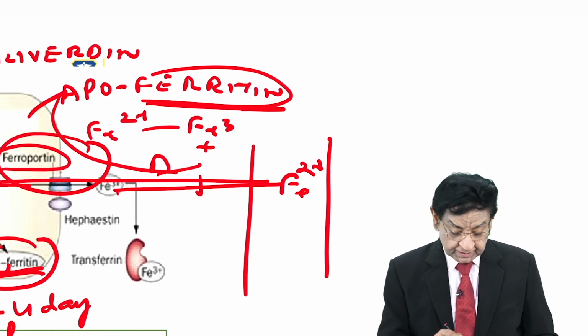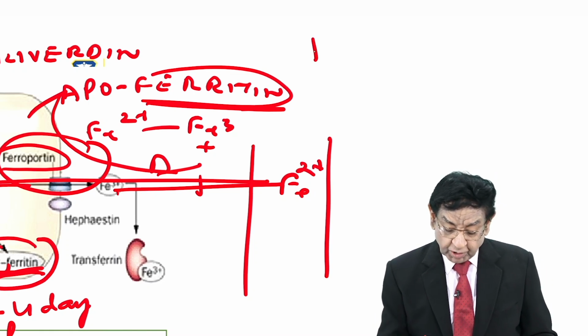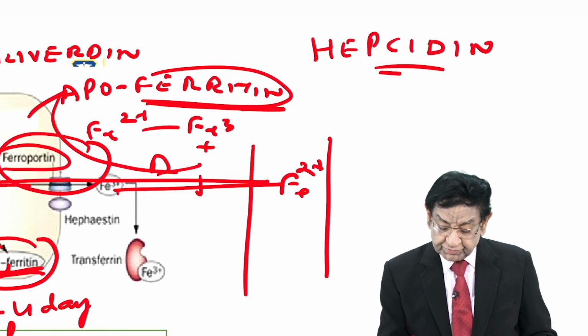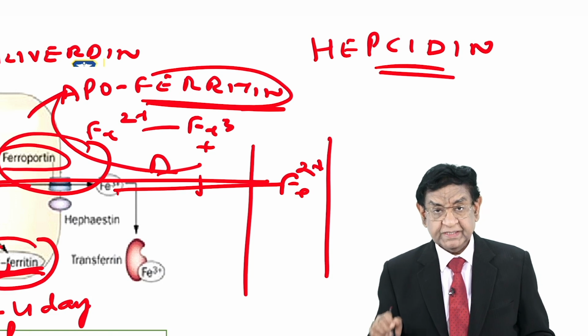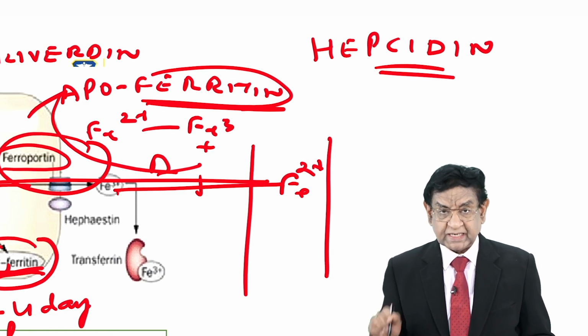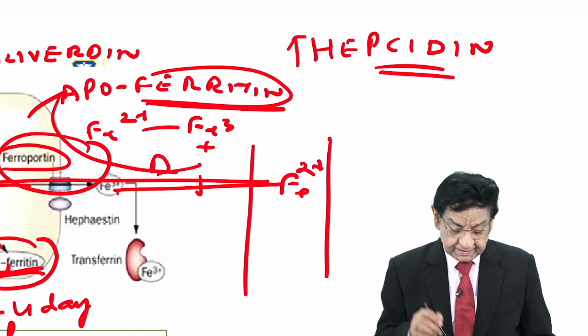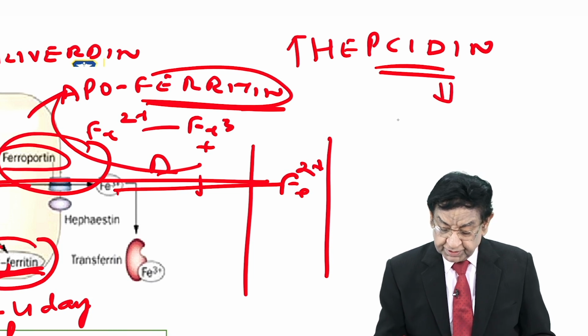Just to inform you, here iron absorption is controlled by hepcidin. Hepcidin is the one molecule which is synthesized in the liver. Suppose now the body wants less amount of iron to be absorbed. There will be more and more hepcidin. More hepcidin will lead to reduced iron absorption via ferroportin.